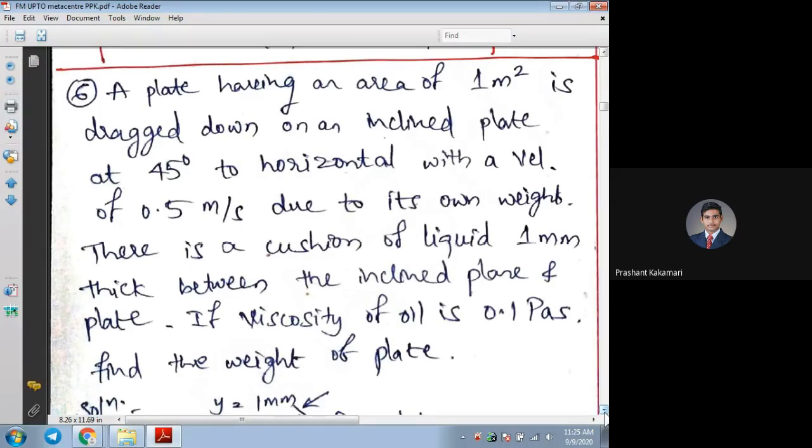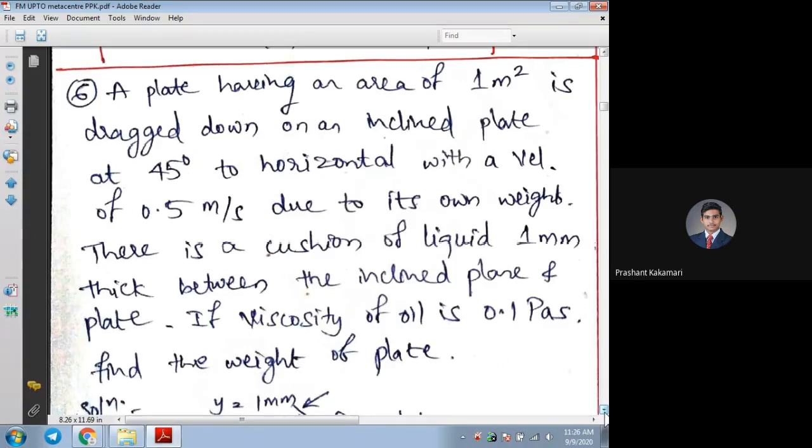I hope this is understood by everyone. F by A is nothing but the shear force or the pressure. F by A equals mu into U by Y. U is given, distance is given, viscosity is also given, area is also given. The only thing we need to find out is force.